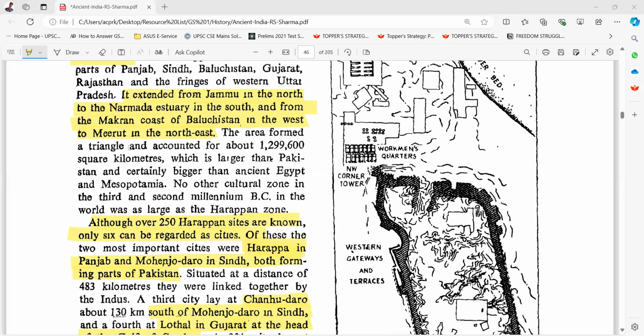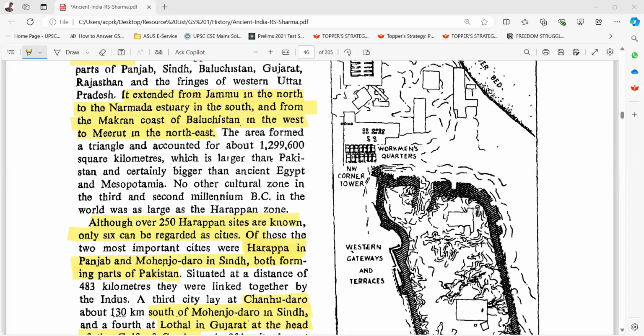The area formed a triangle and accounted for about 12,99,600 square kilometers, which is larger than Pakistan and certainly bigger than ancient Egypt and Mesopotamia. No other cultural zone in the third and second millennia BC in the world was as large as the Harappan zone. Although over 250 Harappan sites are known, only 6 can be regarded as cities.